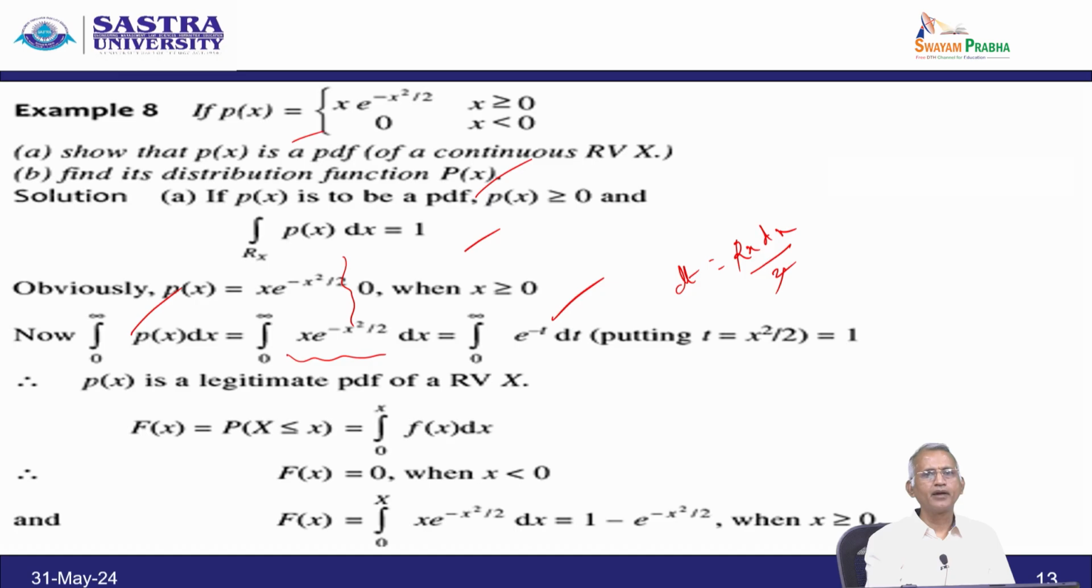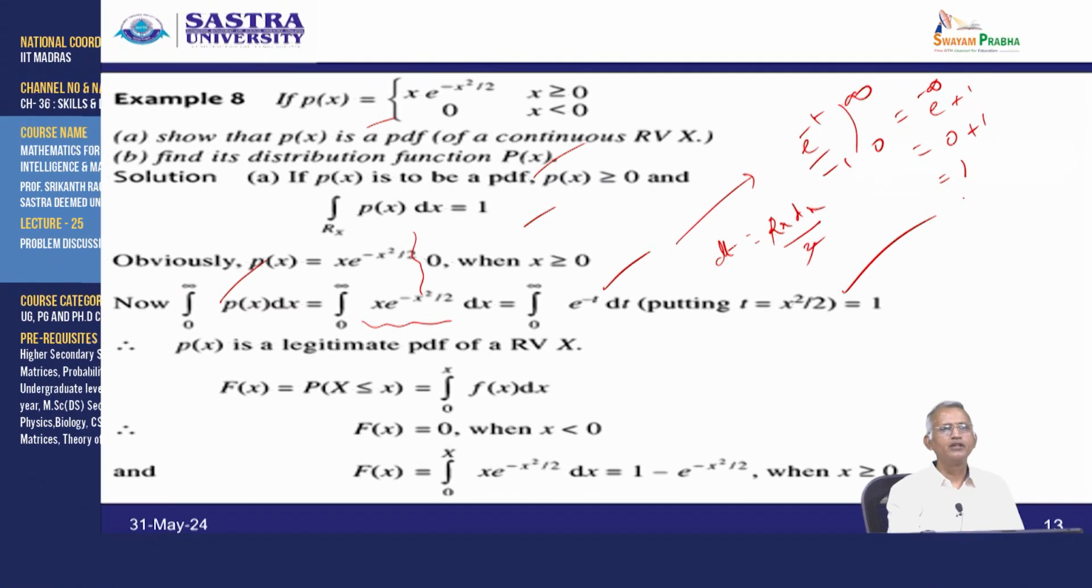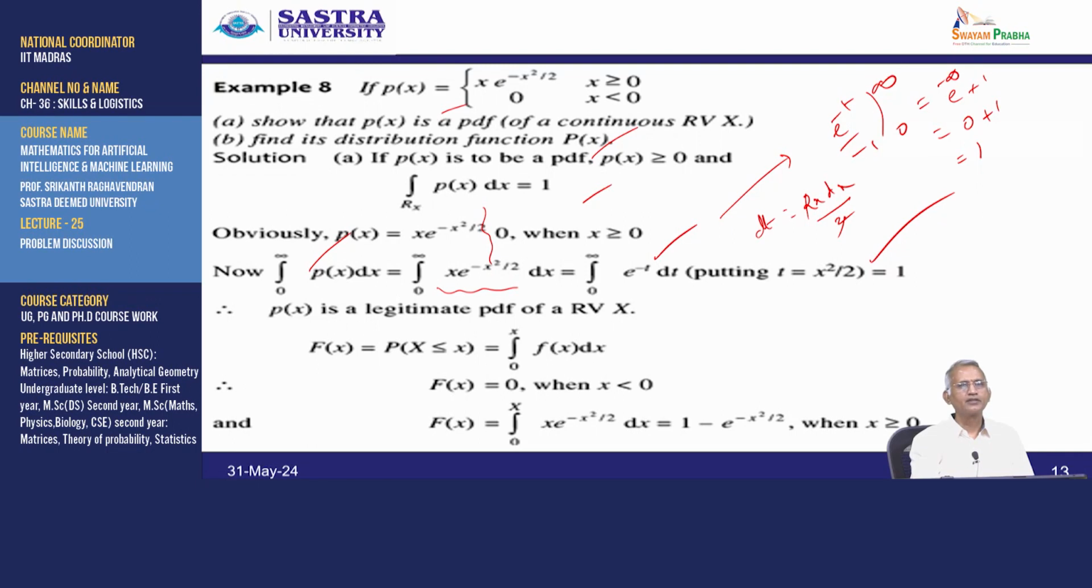Once you integrate e power minus t dt, we have e power minus t by minus 1 over the limit 0 to infinity, then e power minus infinity minus, minus, plus e power 0. So, e power minus infinity is 0, then the value is 1. So, the value is 1, which implies p of x is a legitimate PDF of the random variable x, and F of x equals the probability of x less than or equal to x, which is equal to the integral from 0 to x of p of x dx.